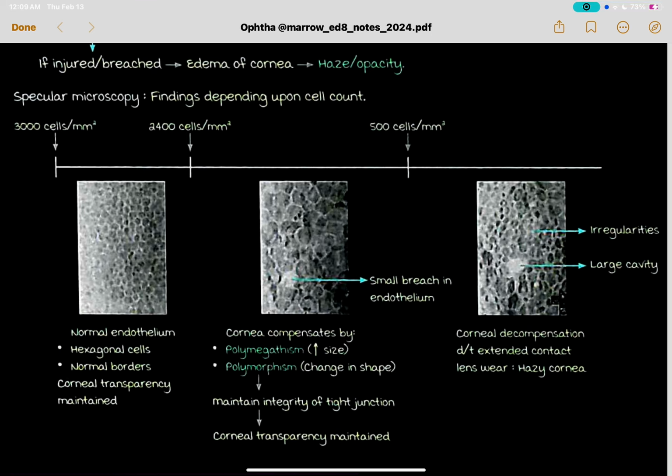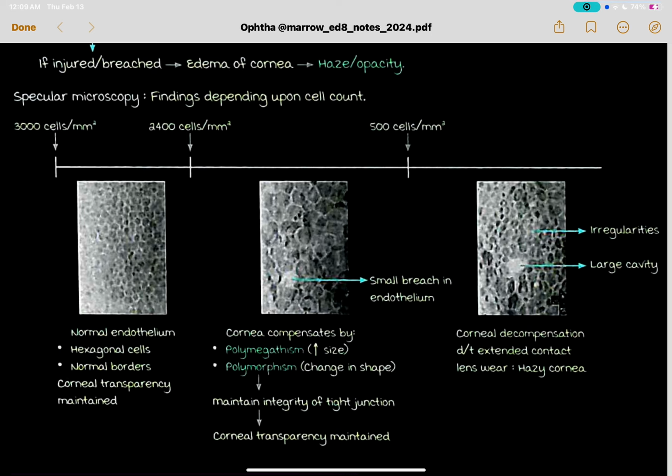Maximum 3000 cells per millimeter square is normal endothelium. Hexagonal cells, normal borders. Corneal transparency maintained. 2400 cells, then small breach in endothelium. Cornea compensates by polymegathism, increased size. Polymorphism, change in shape. So here you can see the cell count decrease.